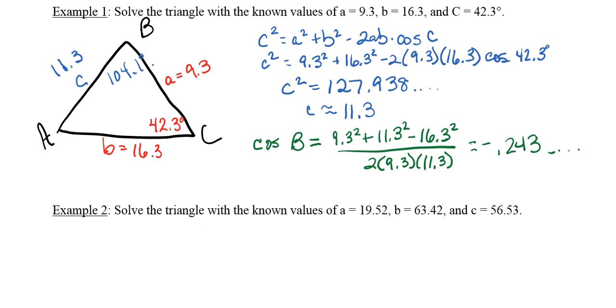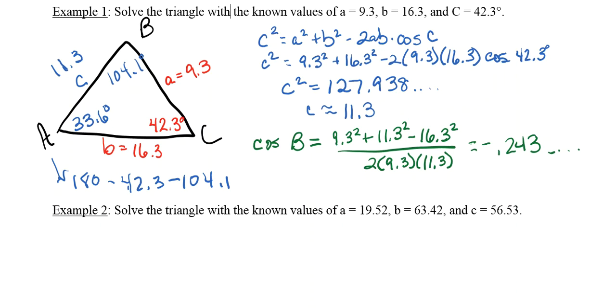Now to find angle A, still triangles add up to 180, so all I have to do is do 180 minus 42.3 minus 104.1, and I get 33.6. And so I've solved it. I know everything about the angles and the sides.